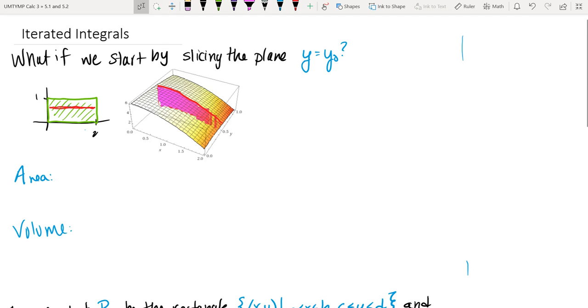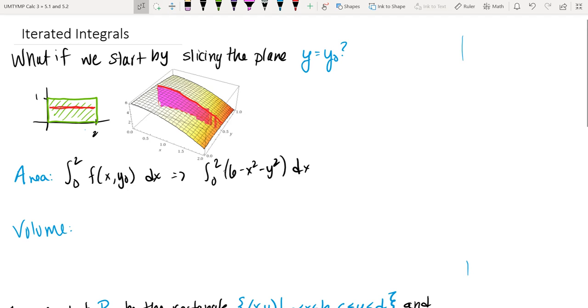So how does that change what we do here? Well, in terms of the area, I still have an integral of f, but now I'm holding y constant at y naught, so I'm allowing x to range from 0 to 2. That should be the area. And if I compute this in my particular example, this should be the integral from 0 to 2 of 6 minus x squared minus y squared, dx.